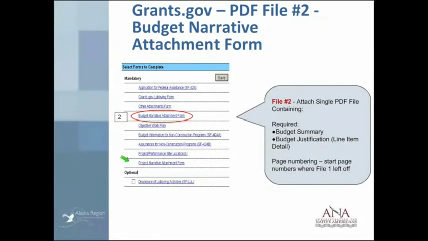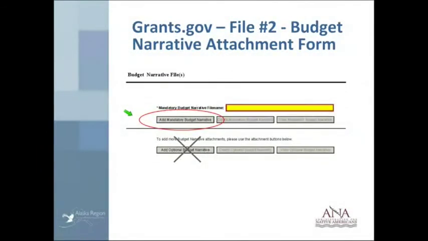All right, so that's the project narrative. We covered that. Now we're going to cover the budget narrative attachment form. So what you're going to include in this, and refer to the FOA always, the FOA requires you to have a budget summary and justification. The budget justification is a line item detail explaining the resources that you're requesting and using for the project. So like the previous attachment, you're going to combine and ultimately create one single PDF of your budget summary and justification, and you're going to upload it here.